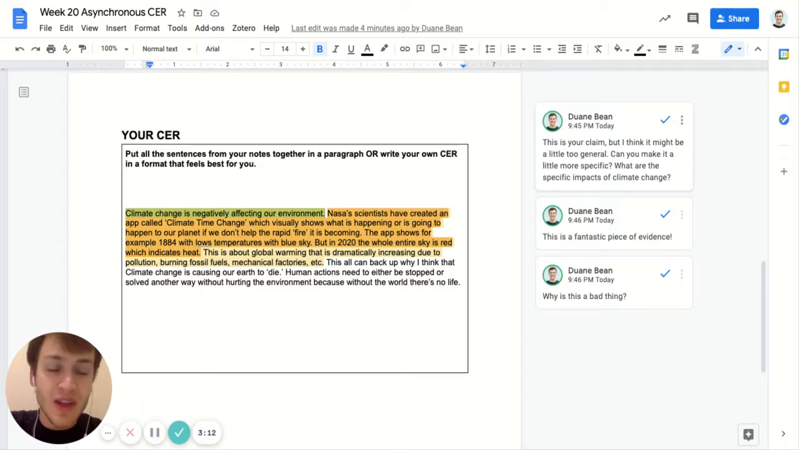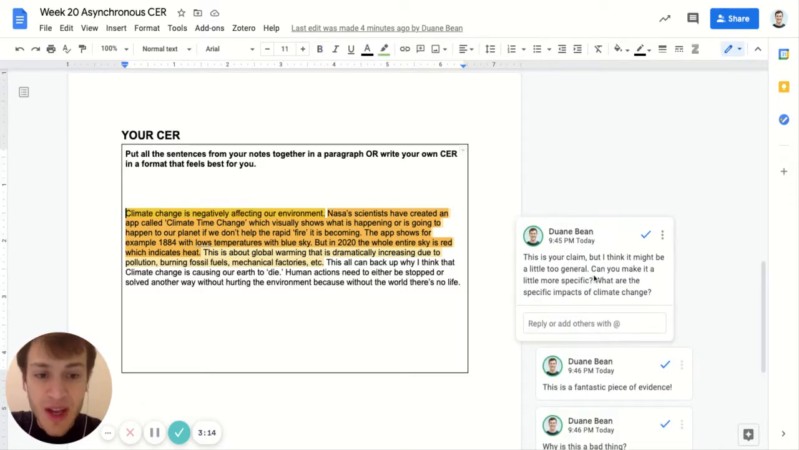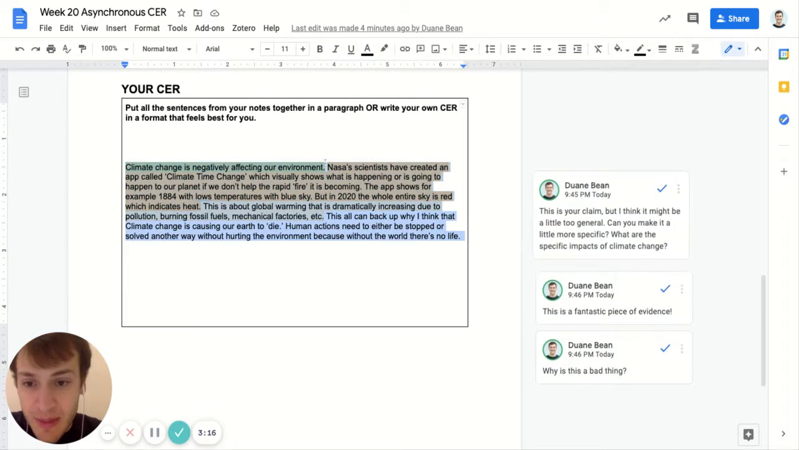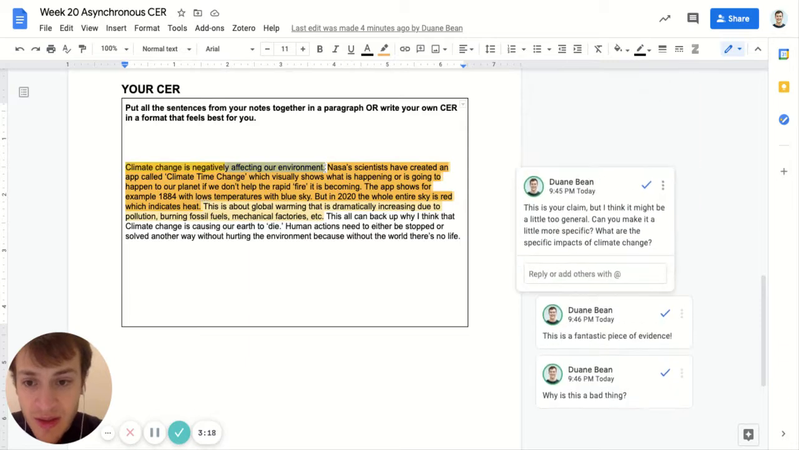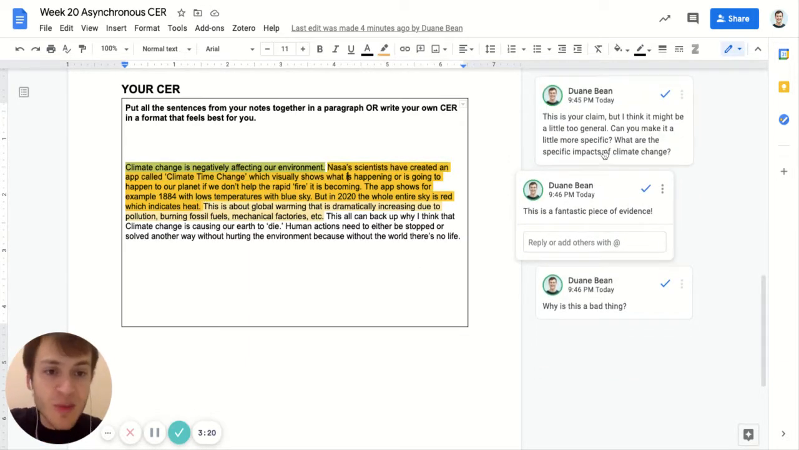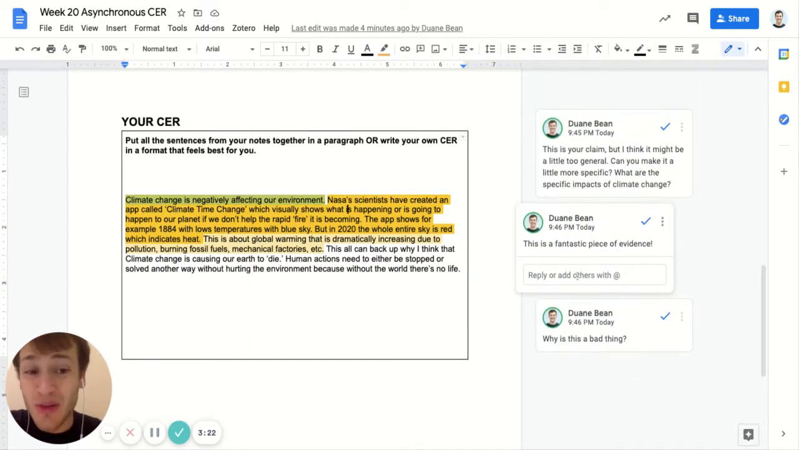So for example, in this first comment, I said, this is the person's claim right here, this green part. That's the person's claim, but I think it might be a little too general. Can you make it a little more specific? What are the specific impacts of climate change? So this person said that climate change is negatively affecting our environment. Yeah, that's true, but I would like him to be a little more specific.